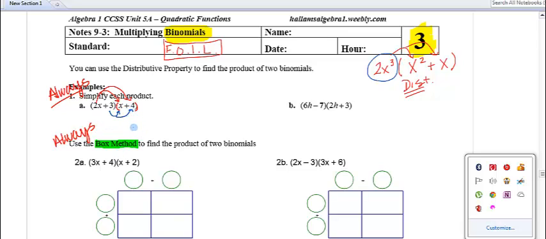When I'm all said and done, I'm going to combine any like terms, I'm going to put it in standard form, and then I'll have my product, my multiplication of those.